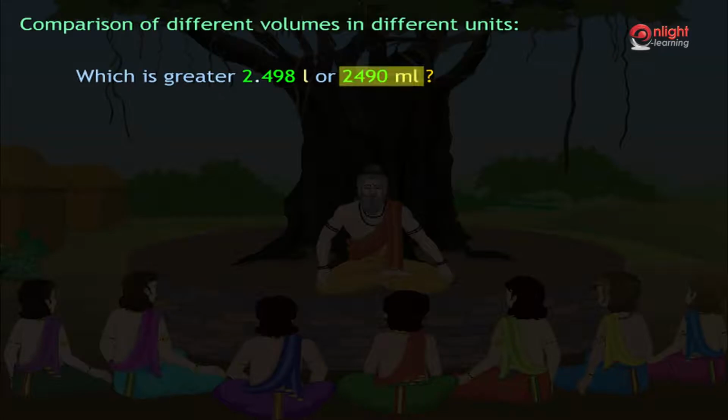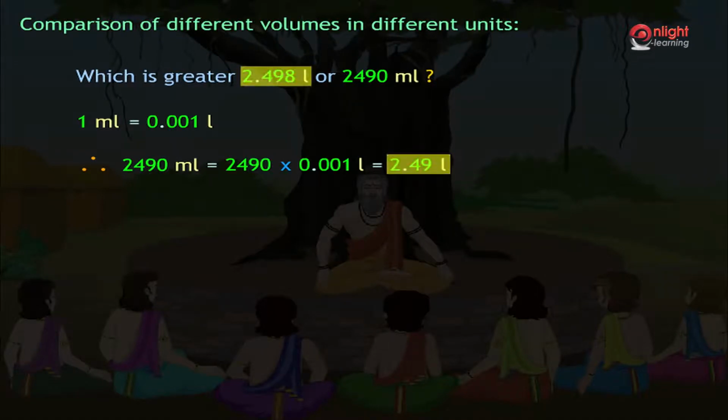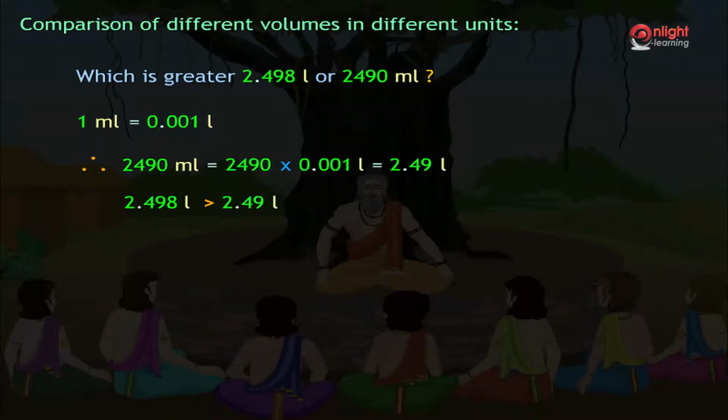Expressing 2490 milliliters in liters, we know 1 milliliter is equal to 0.001 liter. Therefore, 2490 milliliters is equal to 2490 multiplied by 0.001, which is equal to 2.49 liters. Now the two volumes can be compared as they are expressed using the same units. Hence, 2.498 liters is greater than 2.49 liters.